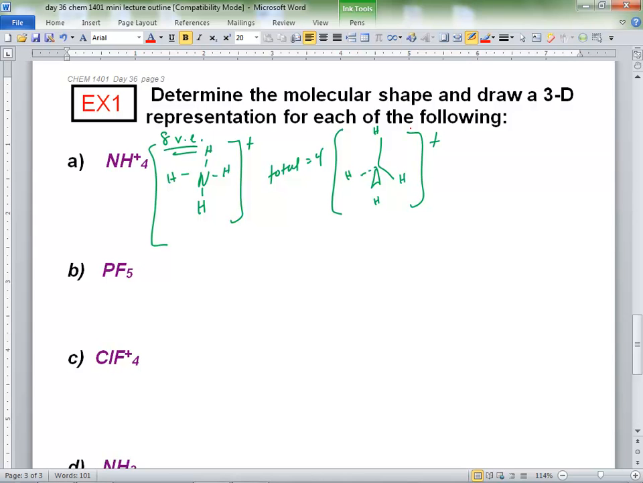So if you got it, go on to phosphorus pentafluoride. Just be careful though, because if you have a lone pair, that's going to screw everything up. So be careful that you don't have any lone pairs. Well, 8 times 5. So yeah, you're set. I just want to make sure that you're checking it.